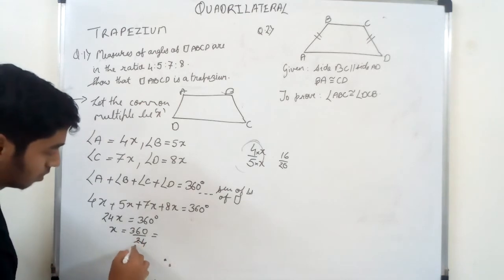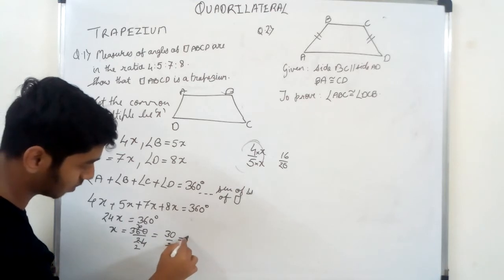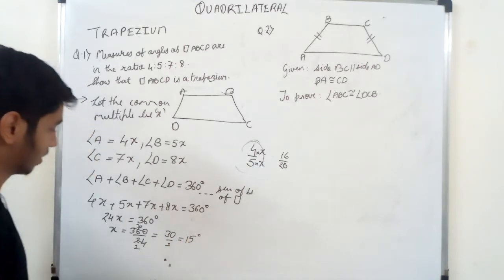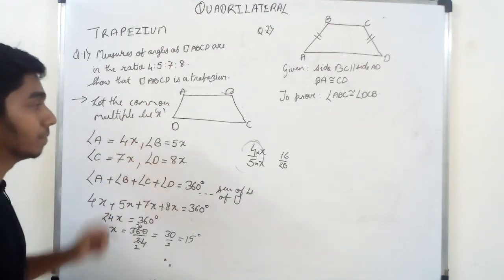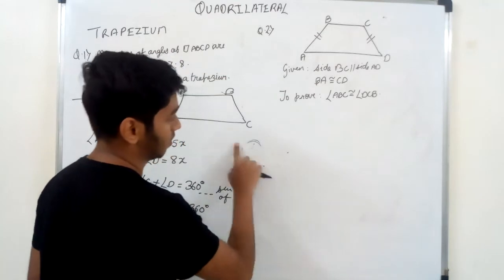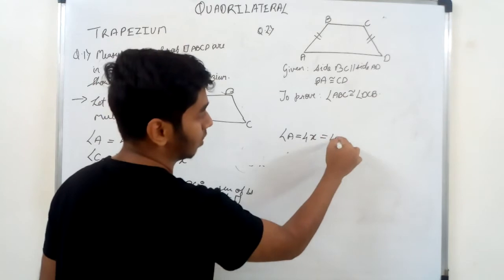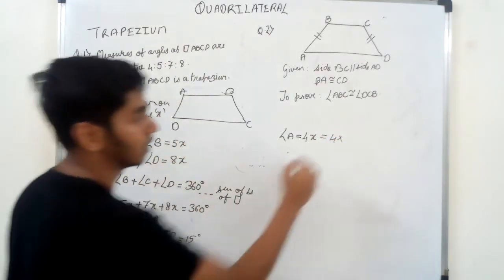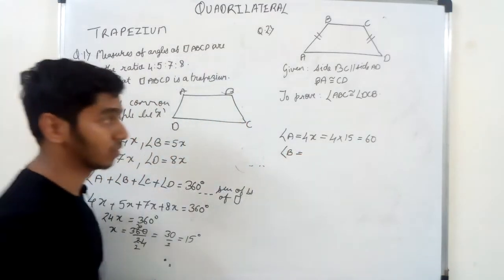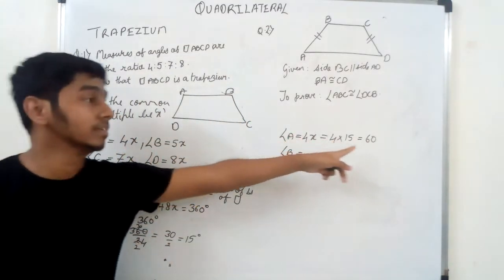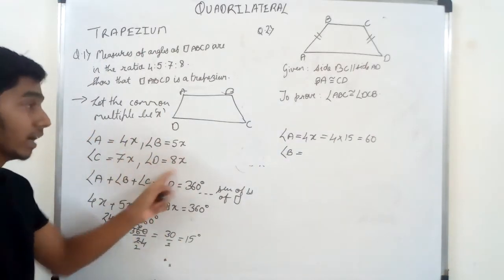So this will give you 2 into 30, 30 upon 2, which is equal to 15. Okay, so x is what? 15. Now how can we get A, B, C, D? So we can get angle A is 4x, so 4 into 15 degrees, so that is 60. Yes or no? So angle A is 60 degrees, like this. After finding x, substitute in each of them, you get the rest of them.